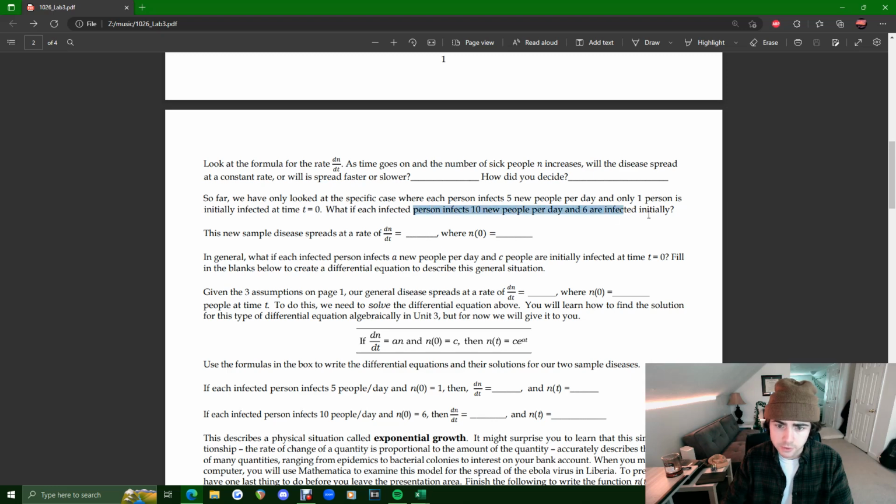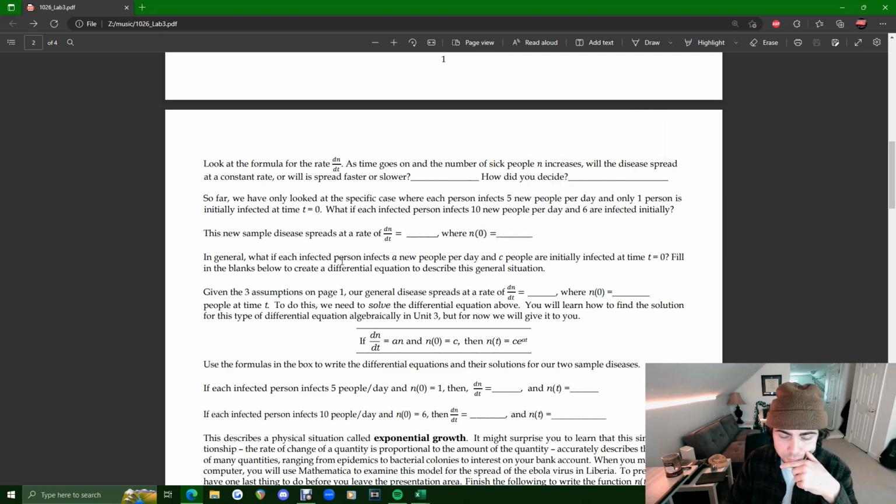Then they gave a different example, but very similar. What if each infected person infects 10 new people per day and 6 are initially infected? In the previous example it was 5 new people a day per person, but in this one it's 10, so the rate of change here would be 10N. And if 6 people are initially infected, then N of 0 equals 6.